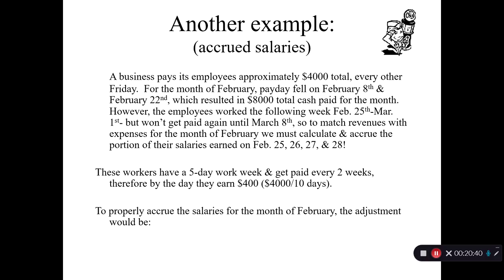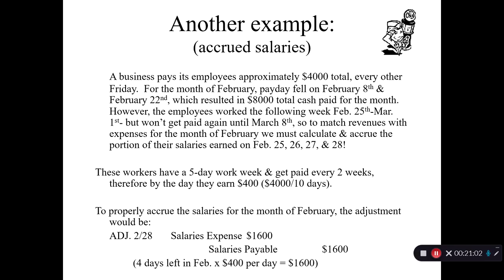So, to properly accrue the salaries for the month of February, the adjustment would be as follows. To debit salaries expense for $1,600. How do I get $1,600? Well, that's $400 a day times 4 days. And then I would create the salaries payable, and that would be a credit for $1,600. Okay? And that would be my adjustment on the books for February to go ahead and properly match my expenses with my revenues for February when I prepared the financial statements. And of course in March, I would decrease the payable and pay out the cash when I mailed their paychecks.